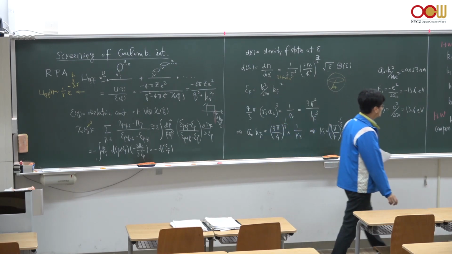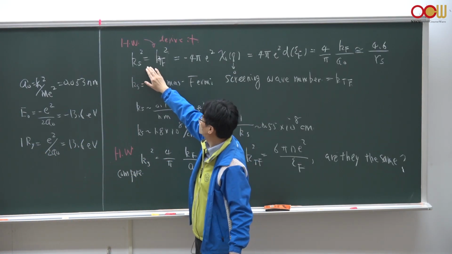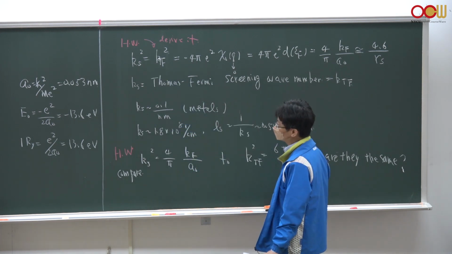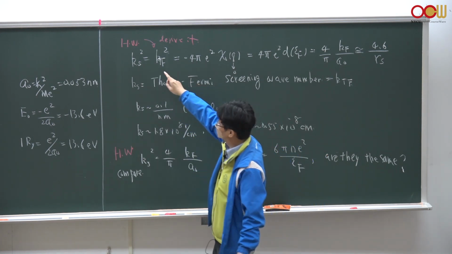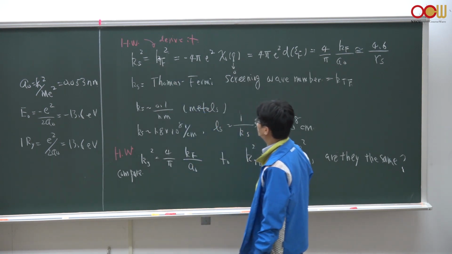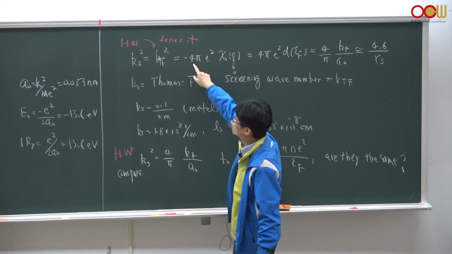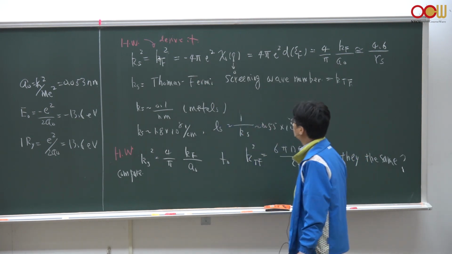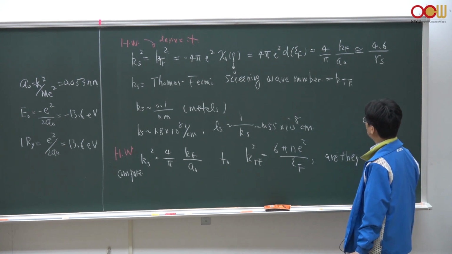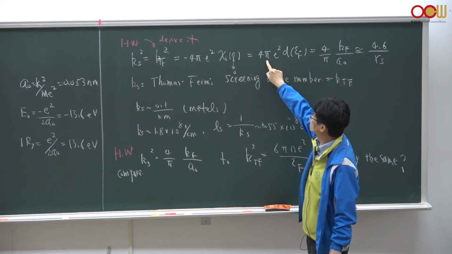And this is the homework. We can show that this Ks in this small momentum transfer limit and zero temperature limit is given by this Thomas Fermi wave number, which is minus 4 pi e squared chi0 of q, which is given by this density of states at the Fermi level times 4 pi e squared.